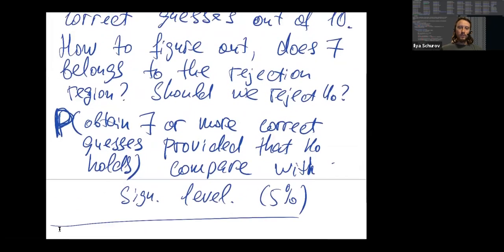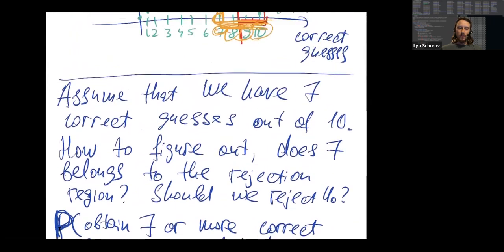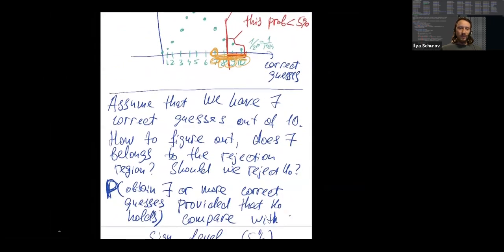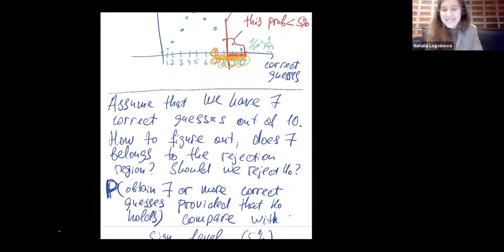Is it clear or not? Actually, this reasoning is simple. It is more or less a tautological one, but it is not very simple to get it. This is a kind of paradox. So should I repeat? Yeah, please.